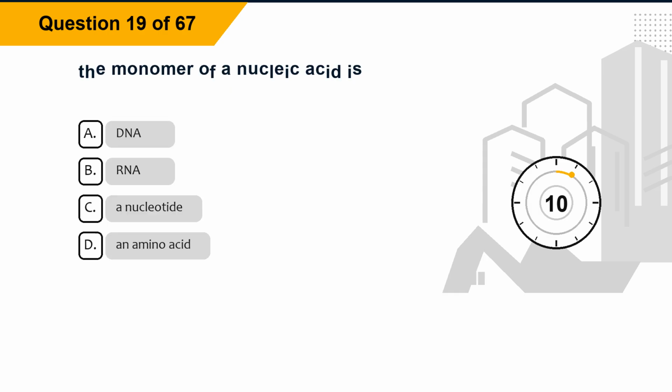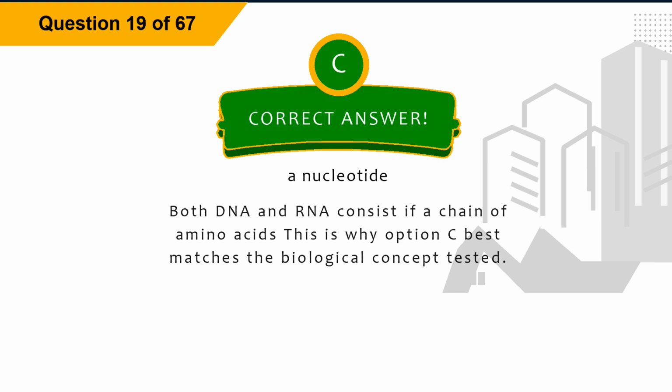Question 19. The monomer of a nucleic acid is: Option A, DNA. Option B, RNA. Option C, a nucleotide. Option D, an amino acid. The correct answer is option C, a nucleotide. Explanation: both DNA and RNA consist of a chain of nucleotides. This is why option C best matches the biological concept tested.